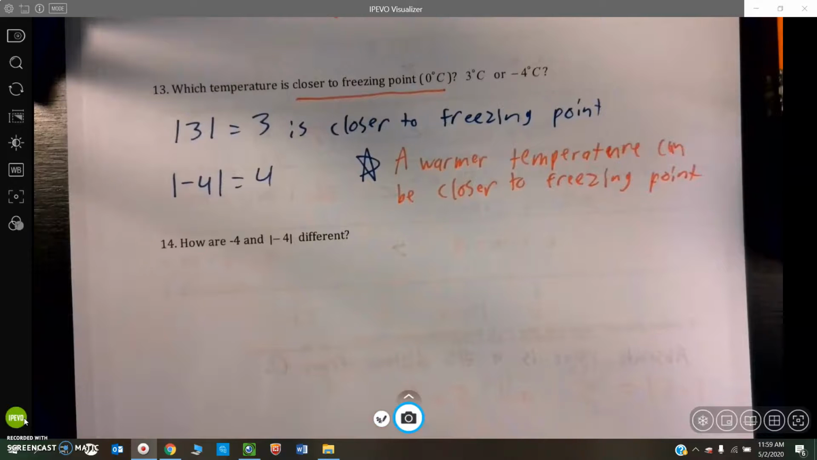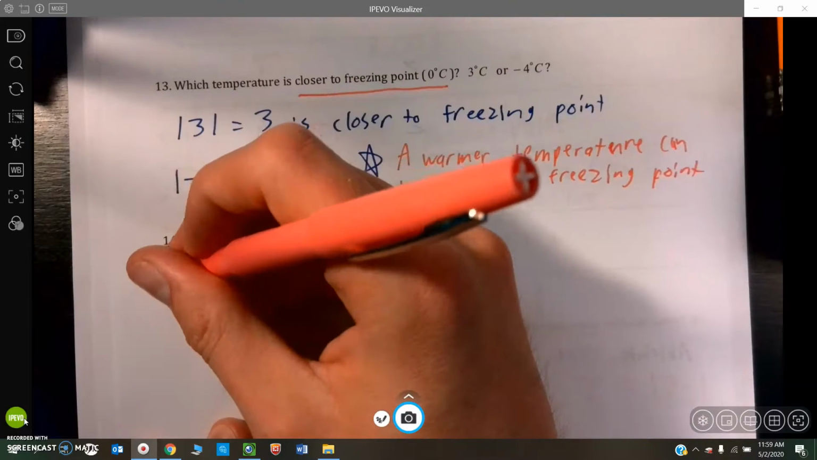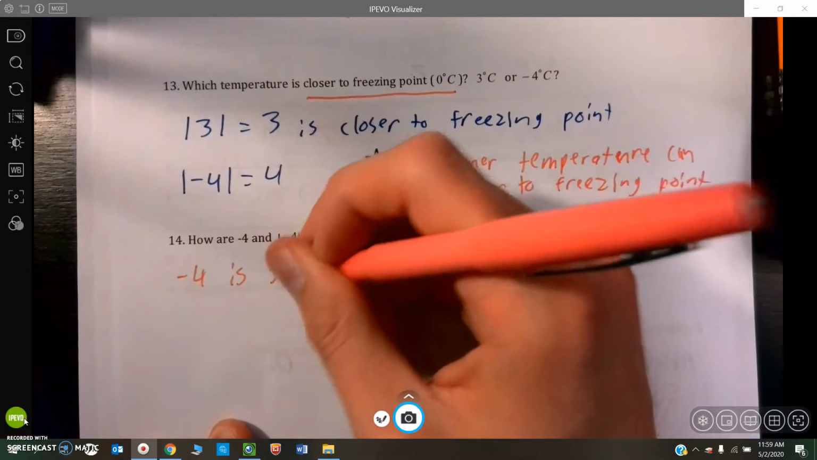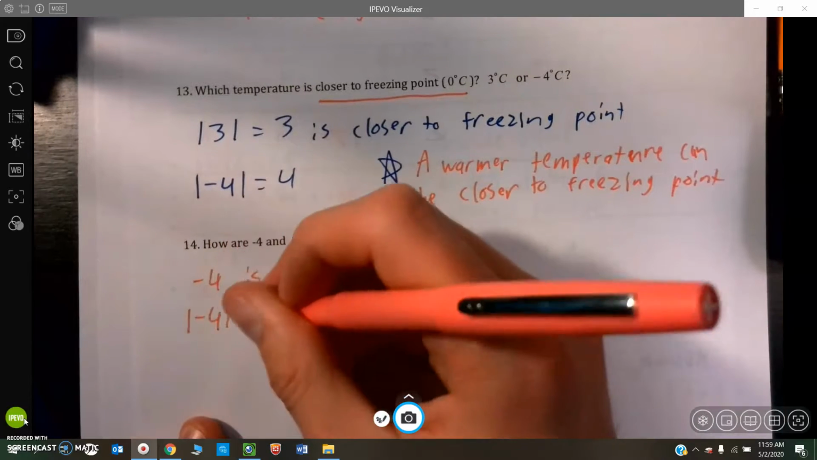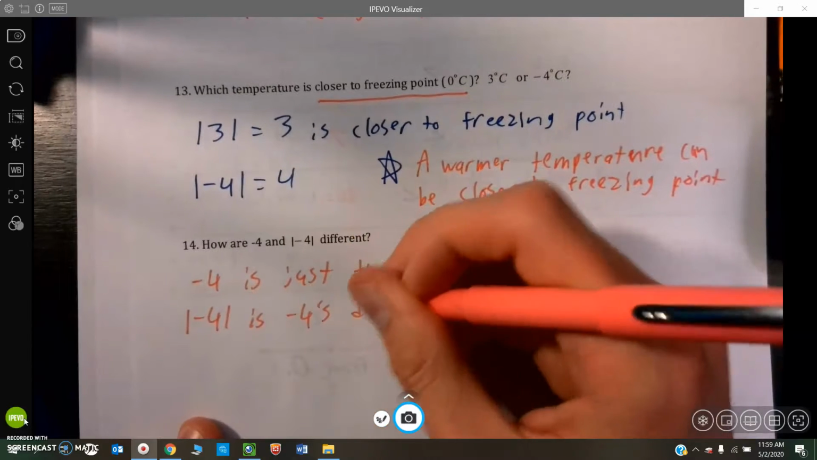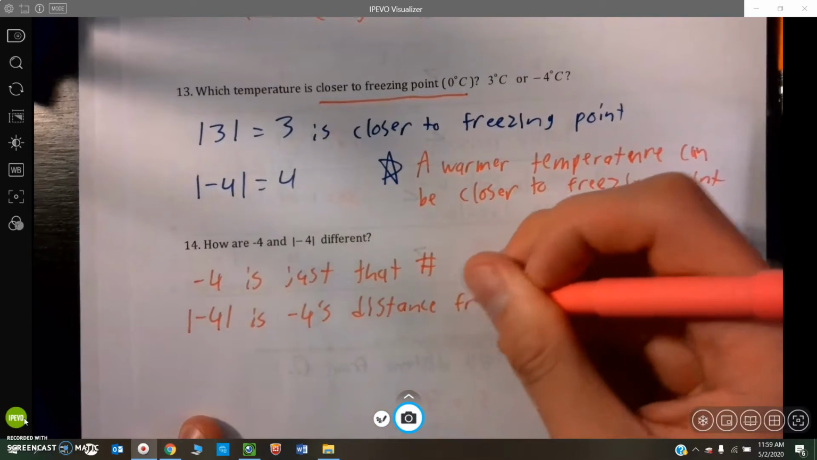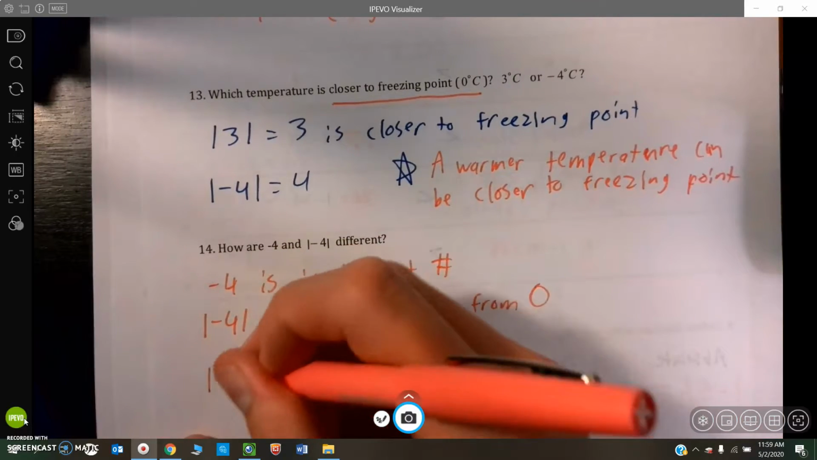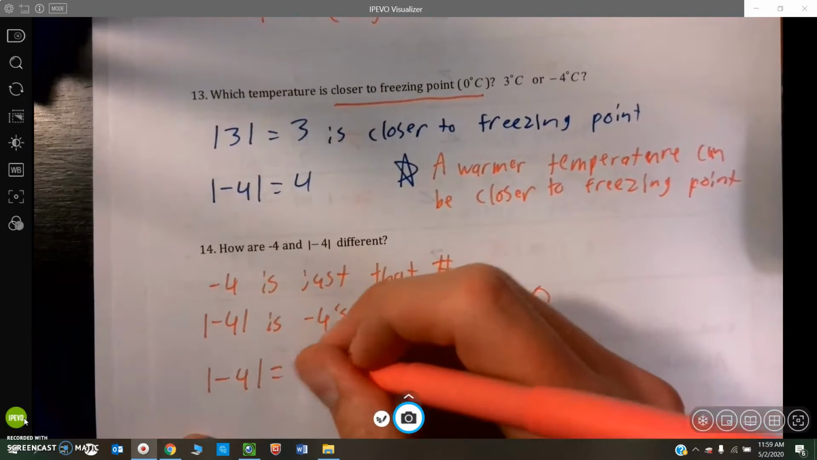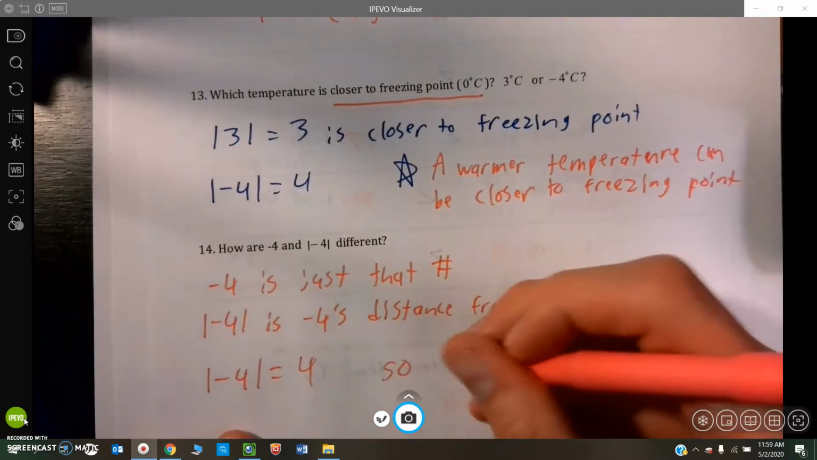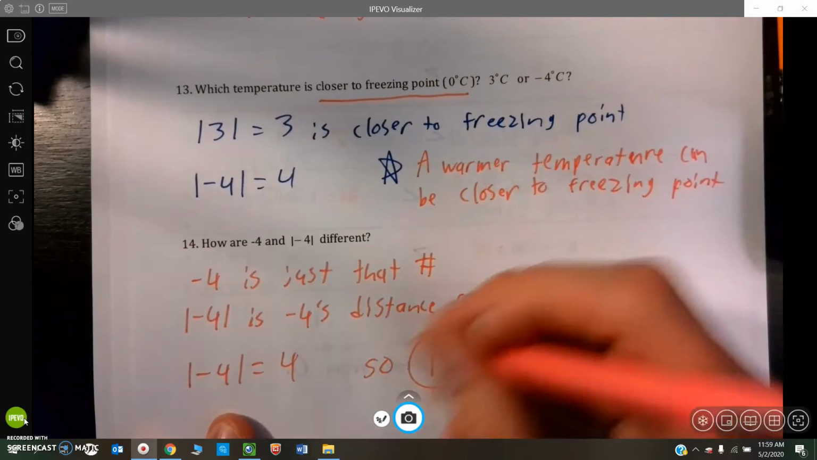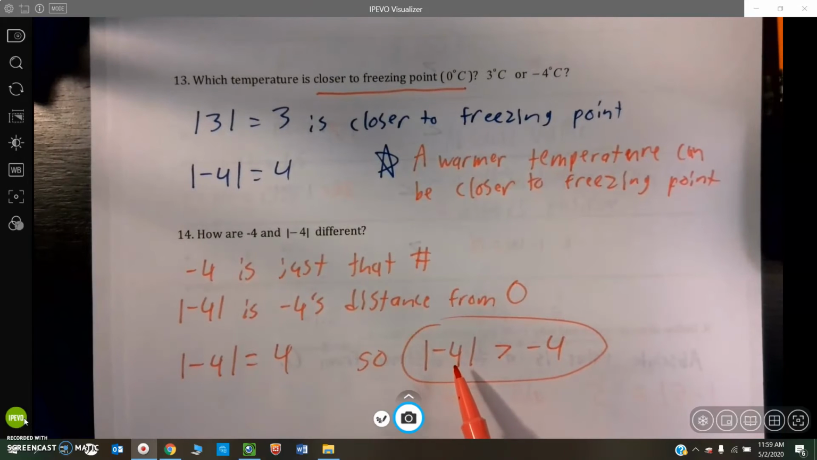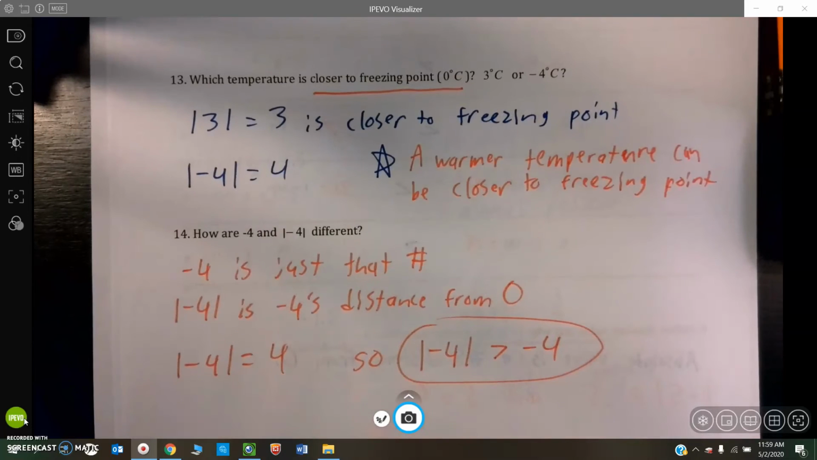And how are -4 and the absolute value of -4 different? Well, -4 is just that number. The absolute value of -4 is -4's distance from 0. And so the absolute value of -4, its distance from 0, is +4. And so the absolute value of -4 is actually greater than -4. Because once again, this isn't talking just about -4, it's talking about -4's distance from 0, which is +4.